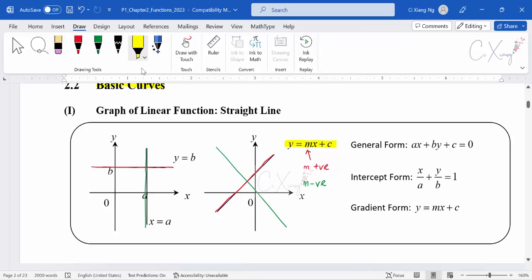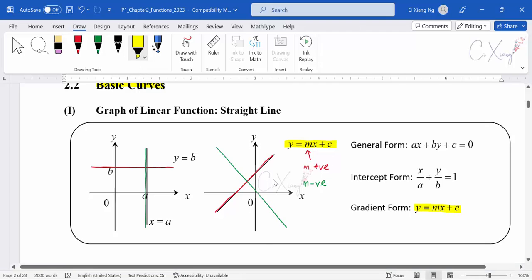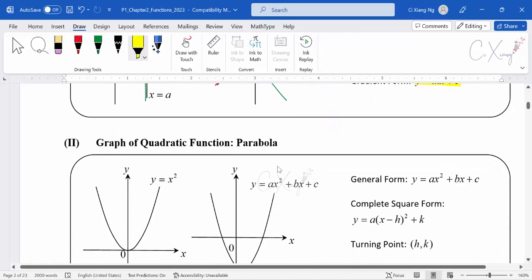If you want to know more detail about the straight line equation, sometimes the question will give you the general form, which is ax plus by plus c equals 0. It can be given in intercept form and also the gradient form, y equals mx plus c. In our syllabus, mostly the equation is given in the gradient form, y equals mx plus c. With the gradient form, you can roughly know the direction of your graph depending on the value of m, whether it is positive or negative. So this is the first type of basic curve, the straight line or linear function. Let's proceed to the second type.